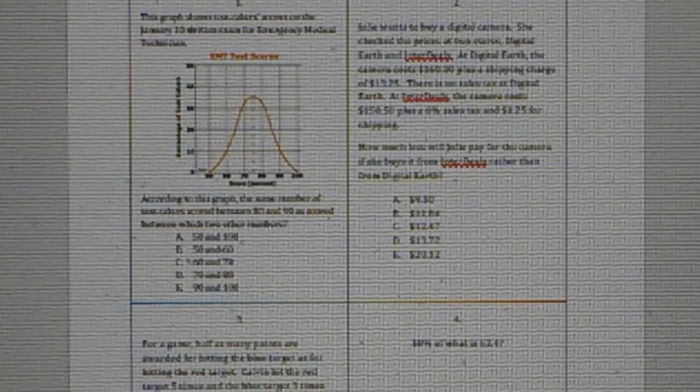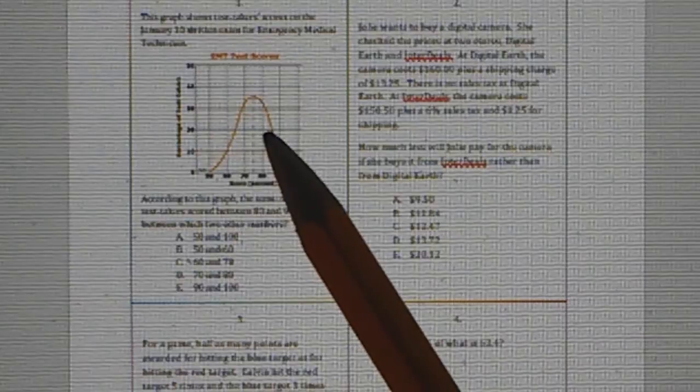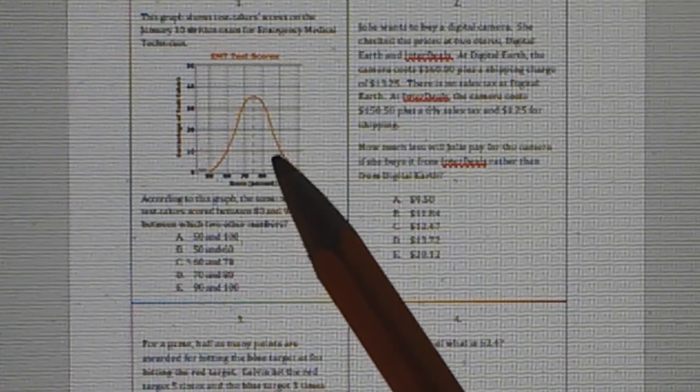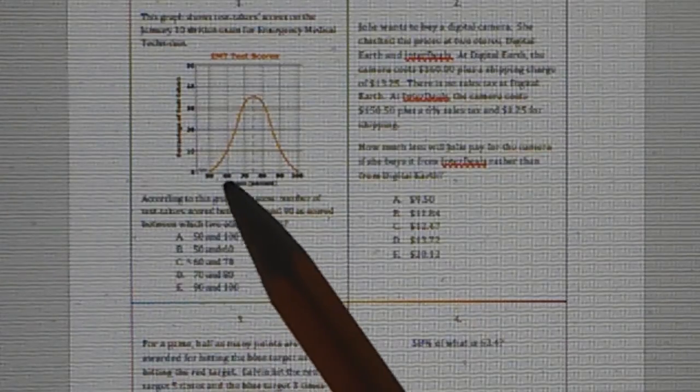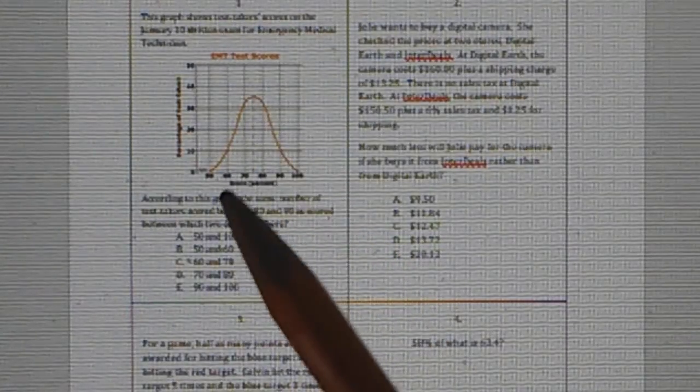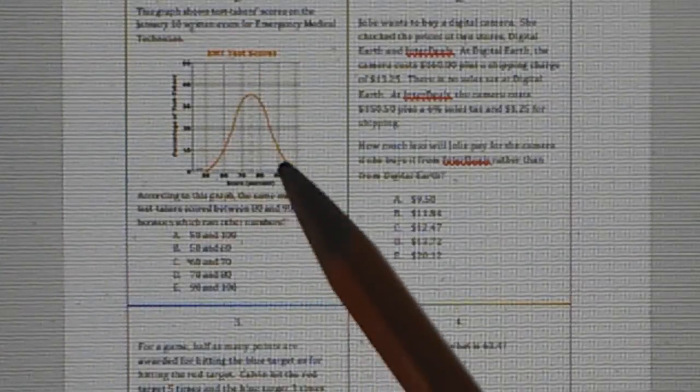So 80 and 90 is right here, and that underneath the curve represents how many people score between 80 and 90. And what you want to do is find an area that's the same as that area. Now, the first one says 50 and 100. 50 and 100 is everyone, so that's not the right answer. What part under the curve looks just like that? 50 and 60? No, that's that little piece.